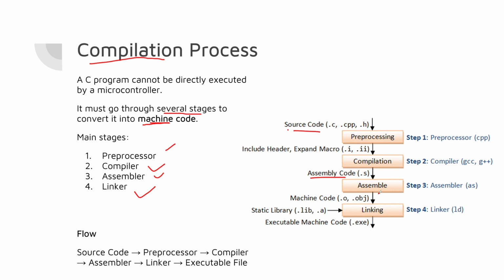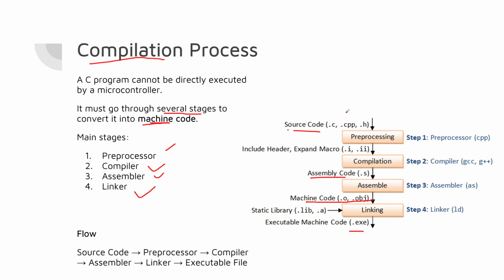Next is the assembler. Assembler is nothing but it converts our assembly code into the machine code, which is our binary code, the one machines can understand. This file is called a .o file or .object file. The last stage is linking. If multiple object files are there or multiple linking libraries are required, those processes happen inside the linker, and at the end we get the executable file.